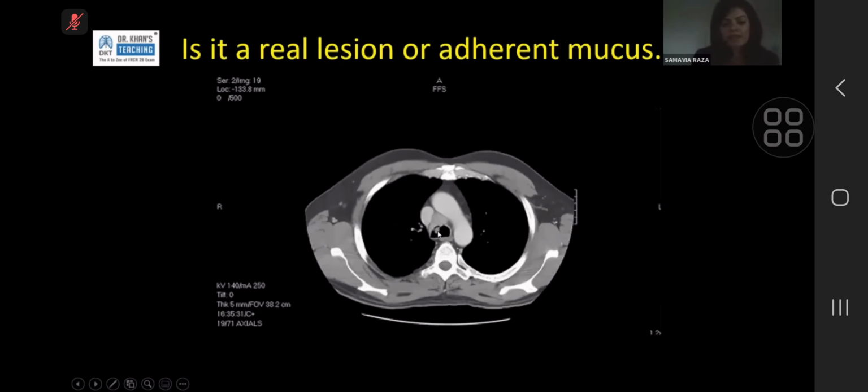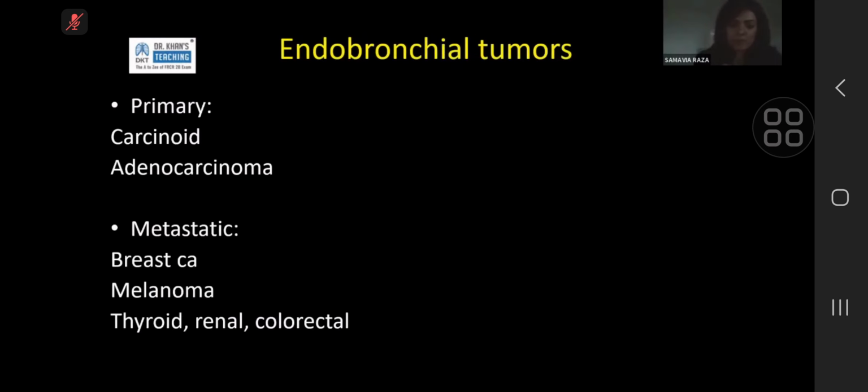The density isn't as low as you would want it for mucus. It's almost the same density as the lymph node next to it. At this point, rightfully, you should be concerned. Sometimes you're neither here nor there. You don't want the patient to go through unnecessary endobronchial sampling. One thing we sometimes do is call the patient back, encourage aggressive coughing, and then lie down flat for the same scan. And then if the lesion disappears, it was just adherent mucus.